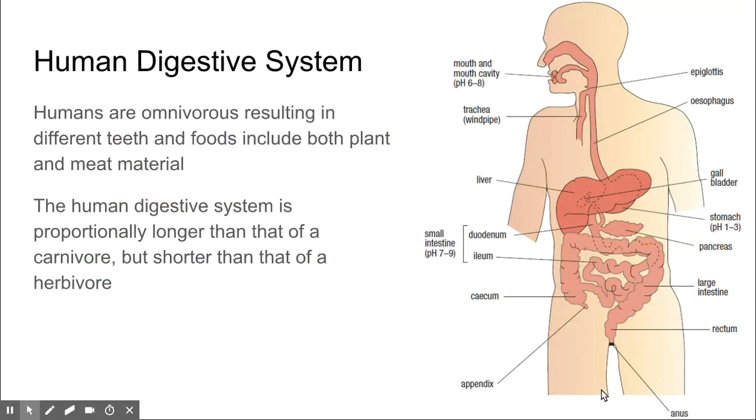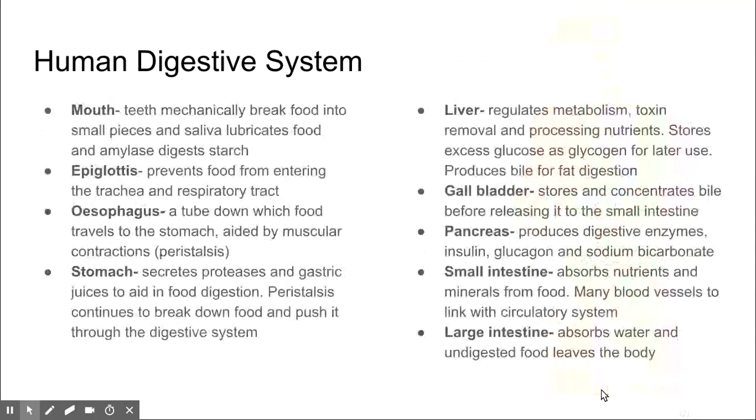The human digestive system is a little different as we're considered omnivorous, which means we have different teeth and foods in our diets compared to the ones we've already talked about. It's proportionally longer than that of a carnivore, but shorter than that of a herbivore. We have quite a few different parts that make up our digestive system. We have our mouth, which is the mechanical breakdown of food, but also the saliva and amylase to digest starch. Our epiglottis is the little flap that covers our trachea and respiratory tract, allowing food to not enter them.